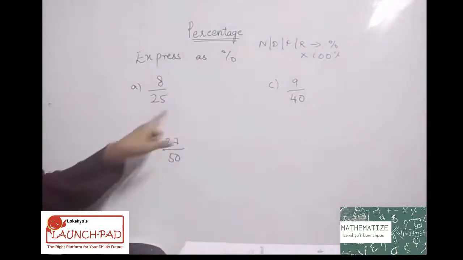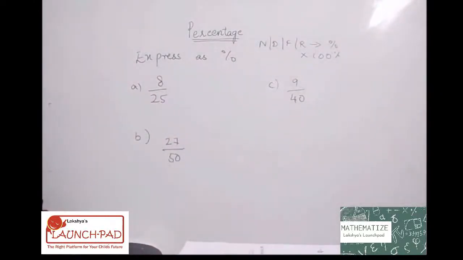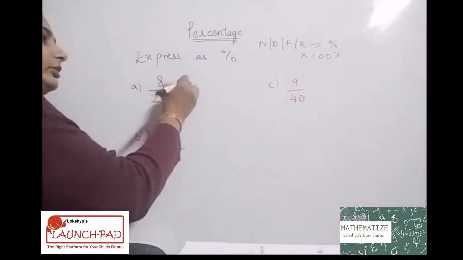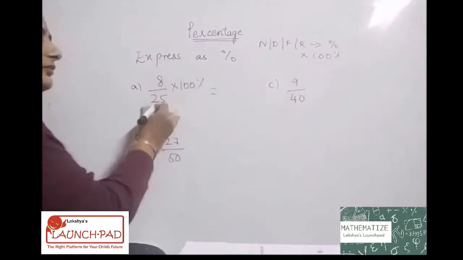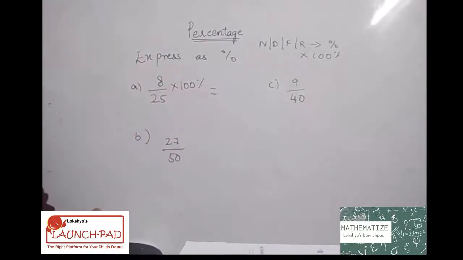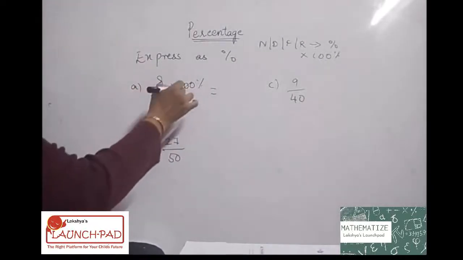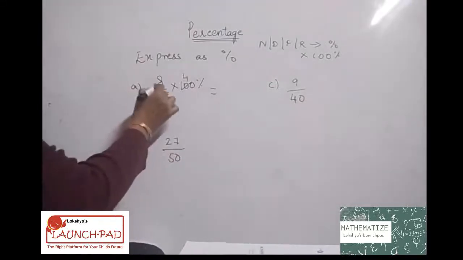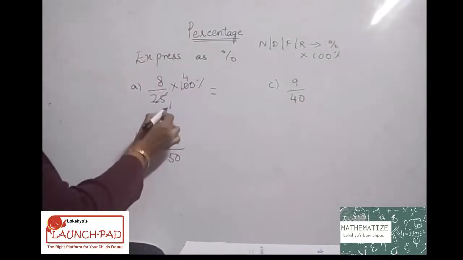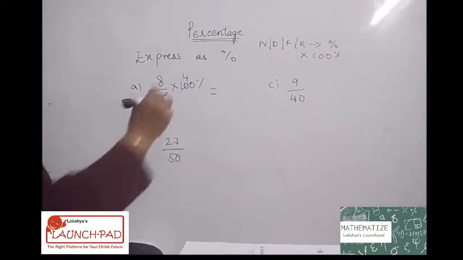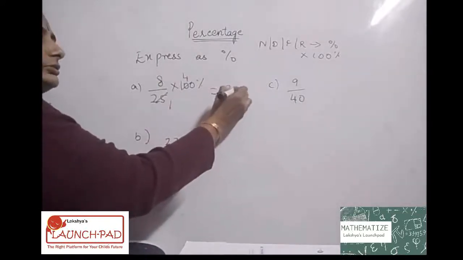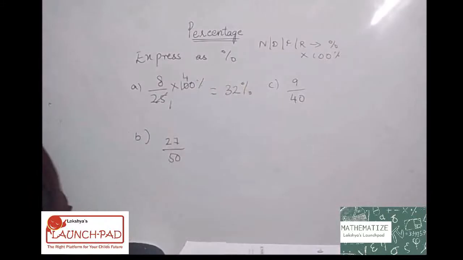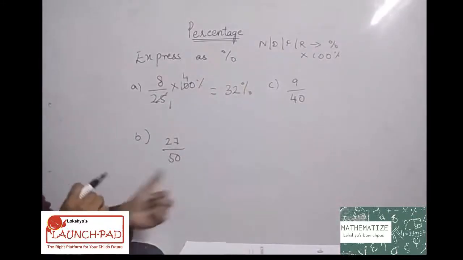First one, Satvik, tell me. 8 × 8/25, what should I do? 8 × 100%. So, 25 and 100 I can cancel? 4. So, 25 ones are 25 equal to 8 × 4. Denominator 1 × 1, so it's 1. 8 × 4 is 32 percentage. Correct.